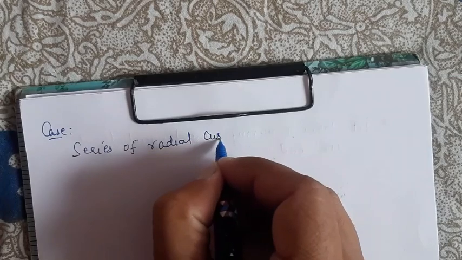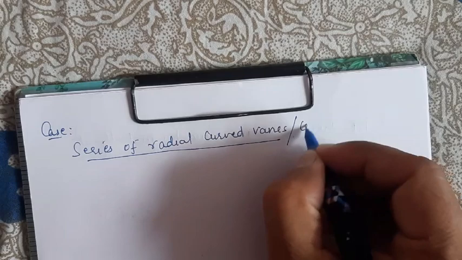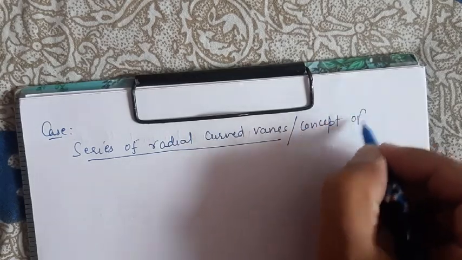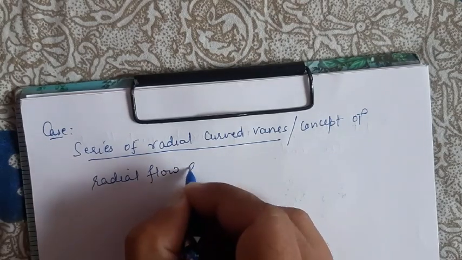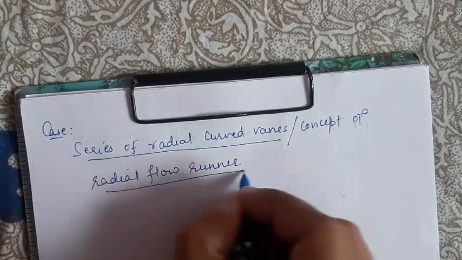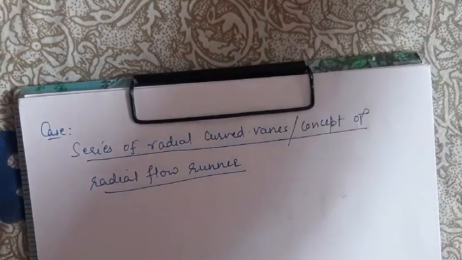Now dear, we will study the concept of radial curved vanes, or a series of radial curved vanes, or we can say the concept of radial flow runner. Both are the same heading.